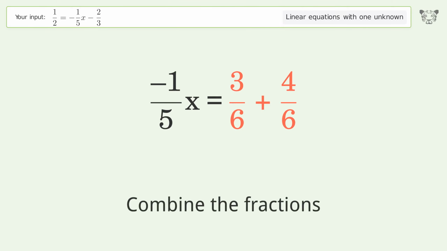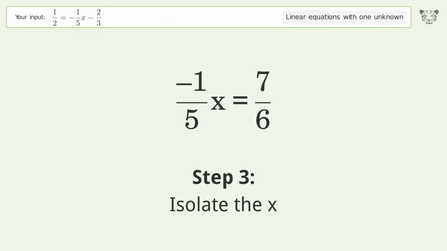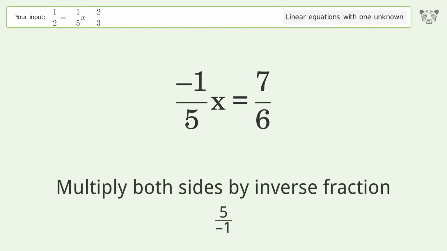Combine the fractions. Combine the numerators. Isolate the x. Multiply both sides by inverse fraction 5/(-1).